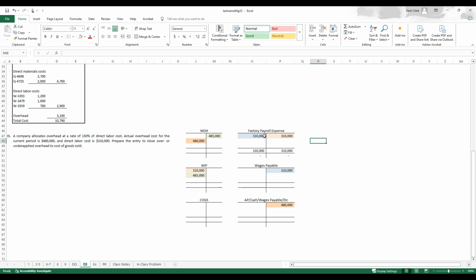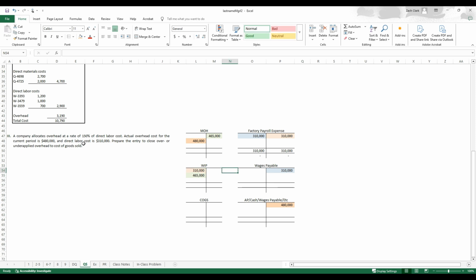So we're then moving, with this entry here, down to work in progress. And remember, this is our direct labor, so none of this is overhead labor, right? It tells us just direct labor. So we're moving all that by crediting it out of the expense account and moving it into work in progress.